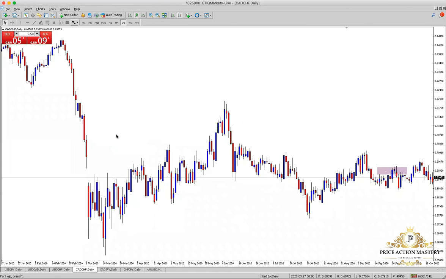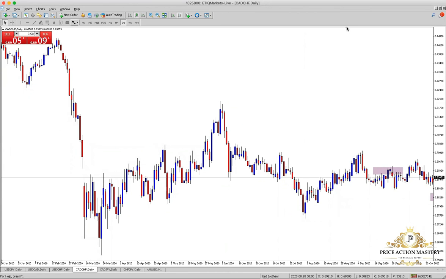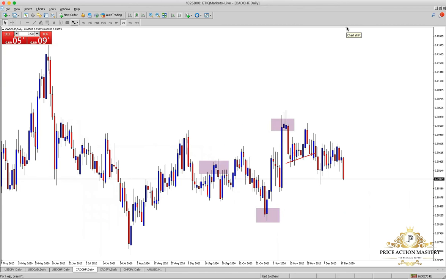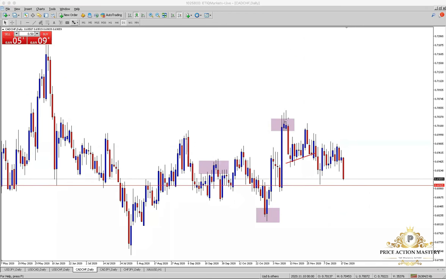Okay, CAD Yen. CAD Yen also advanced because of oil, US oil. So this will be a very good buy area, guys, because the entire trend is still a buy trend. If you have joined my class, you know why I say this is still in the uptrend: because of the valid higher high, higher low. So I will look for a buy opportunity over here.